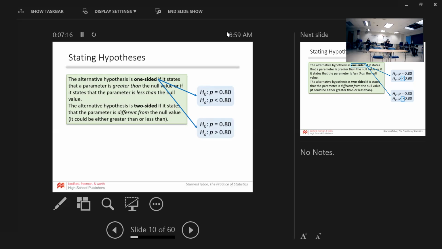So here's the other example. We could say that the alternate is they're better than 80% foul shooting. That'd be kind of silly. That's another way of writing a one-tailed, one-sided test, but it doesn't apply in this circumstance. A two-tailed test would look like this, with a not equal symbol.